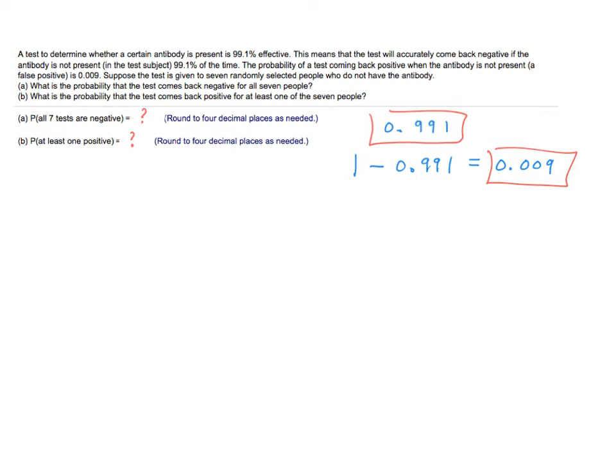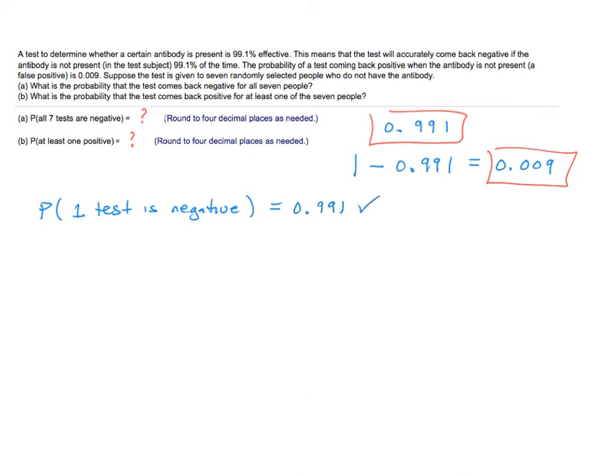Before we answer part A, what would the probability be if it was just one person? So we'd say one test is negative. To answer that, it would simply be this number right here. That's basically saying that you're taking one person who doesn't have the antibody, the test comes back negative, meaning that the test worked. It would be this probability right here. There's absolutely nothing to do. That's basically given information in this problem.